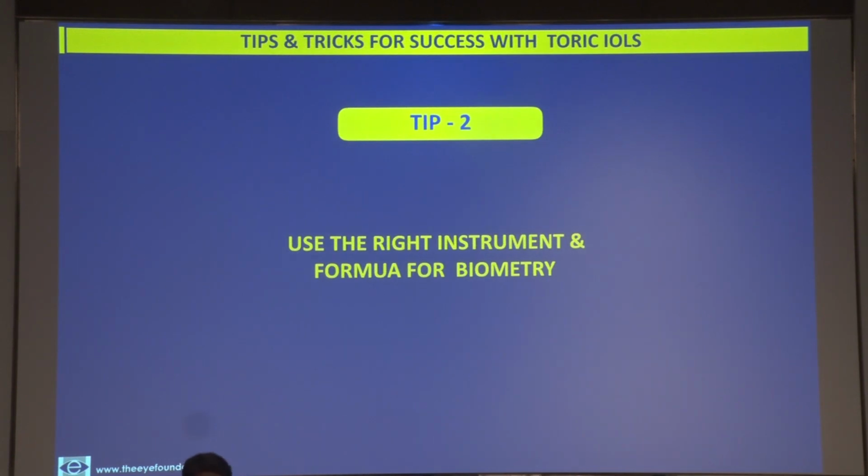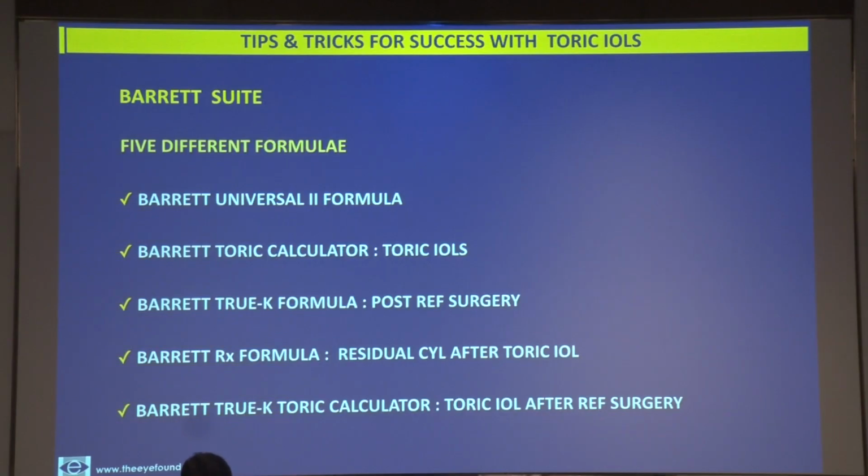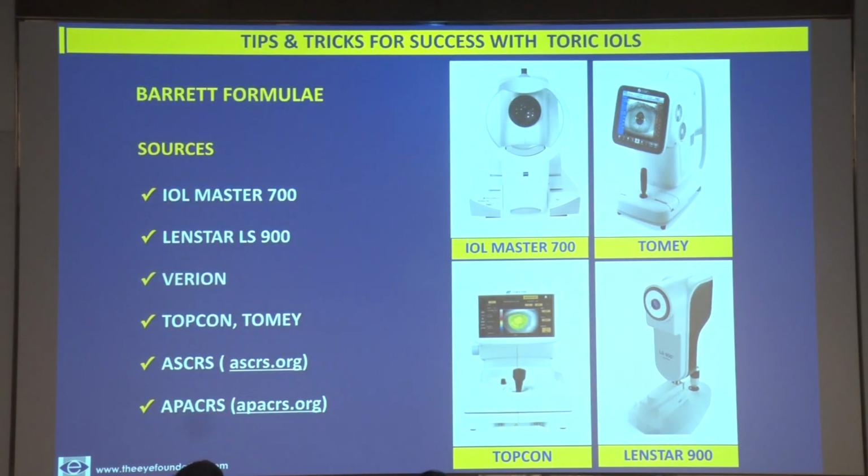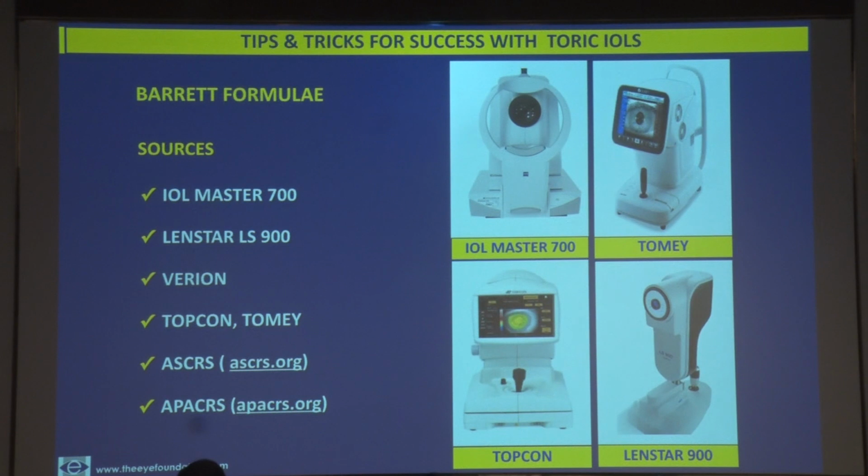Use the right instrument and formula for the biometry. My favorite is the Barrett Universal 2 formula. Most often we go on to the Barrett toric calculator to decide whether the patient needs a toric intraocular lens or not. And based on that, we go ahead and counsel the patient for toric monofocals, toric multifocals, or just a plain monofocal implant. And it's not just the availability, the access to the right formula.